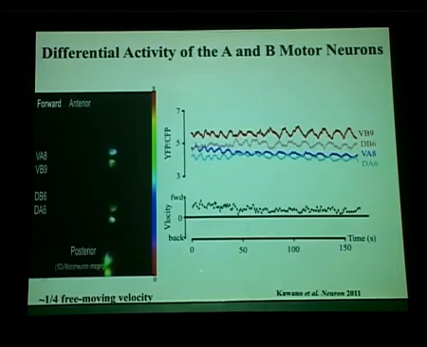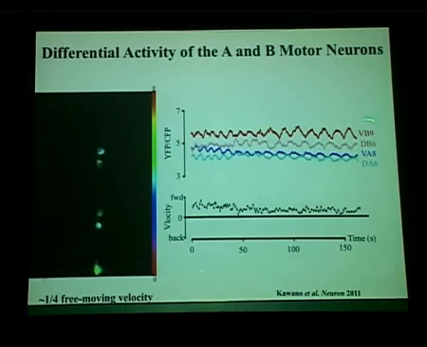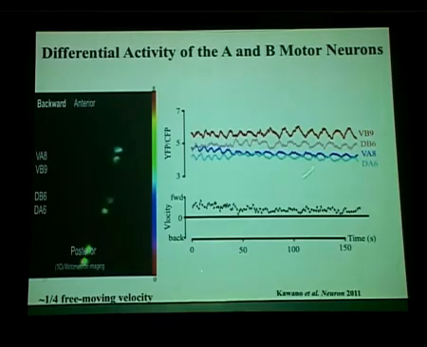As you can see, this animal is continuously generating forward movement with quite a constant speed. And you see all 4 classes of motor neurons, including the ventral and dorsal driving B-class motor neurons and ventral and dorsal driving A-class motor neurons, showing quite an organized activity pattern, but the bottom line is all 4 neurons are active.